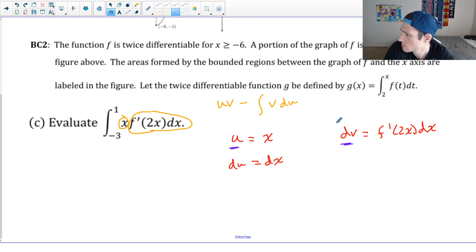So we want to figure out what is v. We're going to integrate both sides. The integral of dv is v. The integral of f prime of 2x: the antiderivative of f prime is f. But if we took a derivative, we would have to use chain rule. The derivative of f of 2x would be f prime of 2x times 2. So we have to account for that, so 1/2 in front.